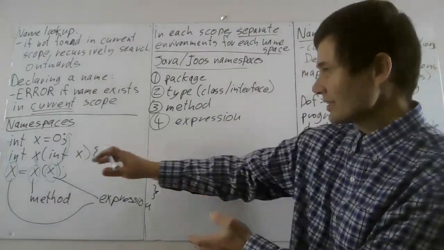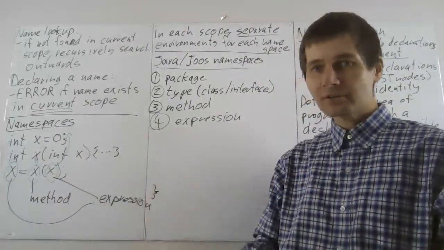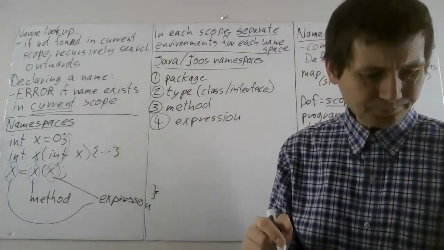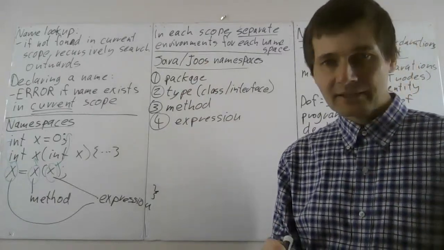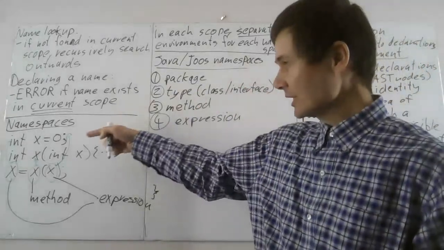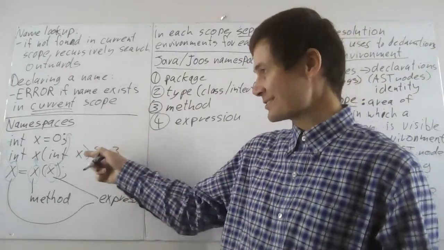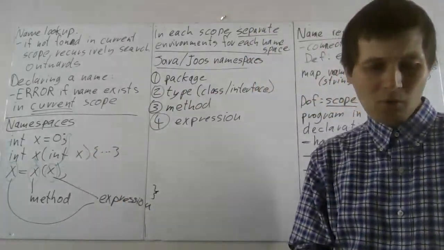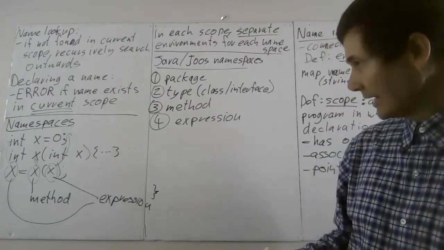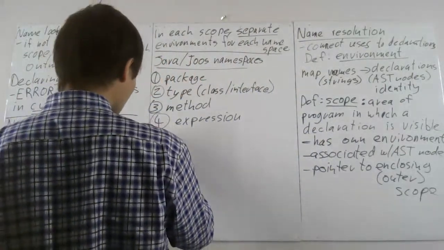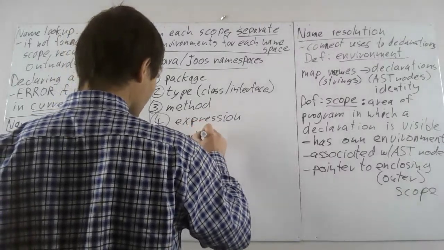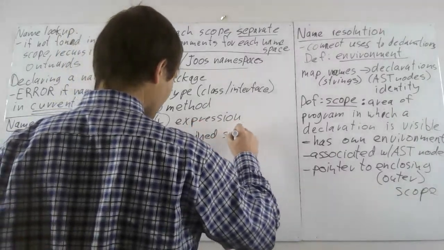All right, so when you see a name, before you can start looking for it in an environment, you have to figure out what namespace it's in. And then look in the appropriate environment, and that will lead you to the AST node, and that's how you will know what that name actually means. Okay, and so the namespaces are determined syntactically.